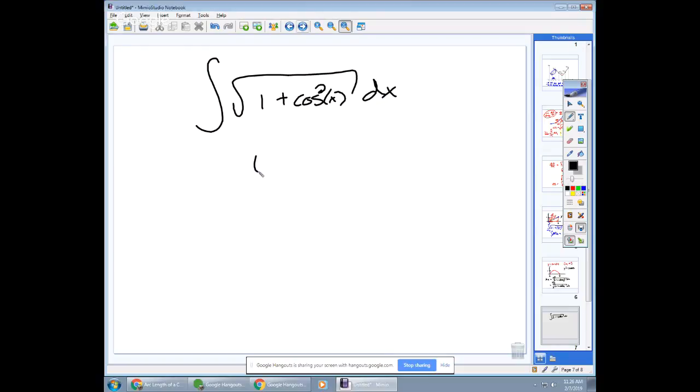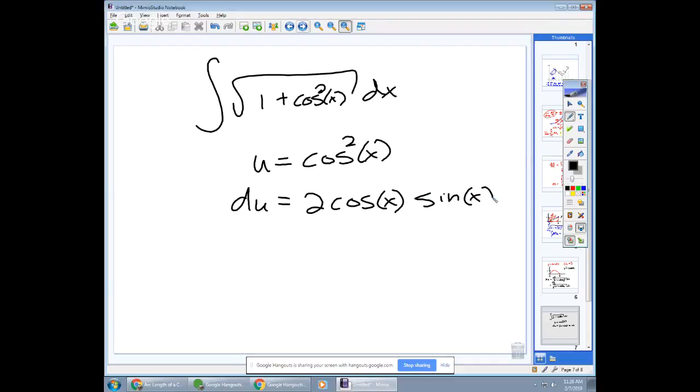Okay, so let's try it. u equals cosine squared. Then du is equal to twice the cosine of x times its derivative, which is negative sine of x dx. And a u substitution is only useful if you see all of that sitting outside. We don't. It's not there. So that u substitution didn't work.